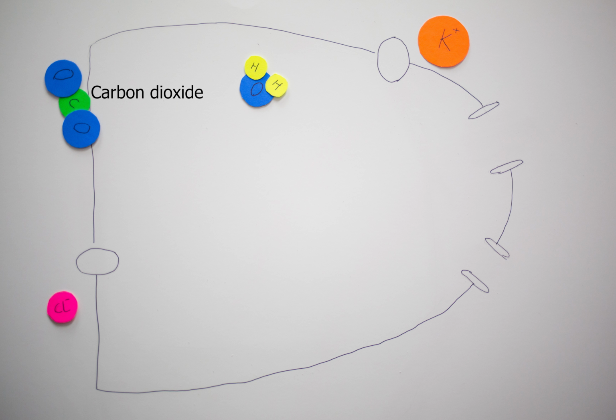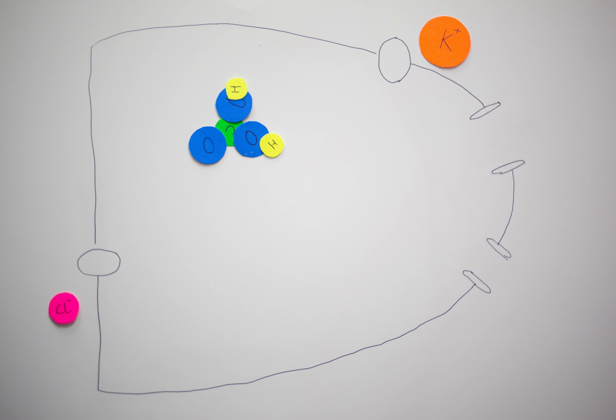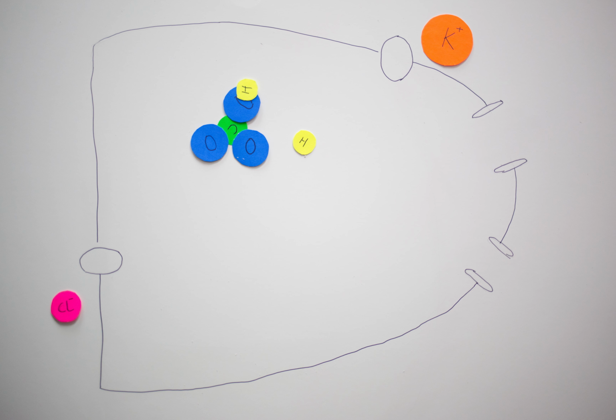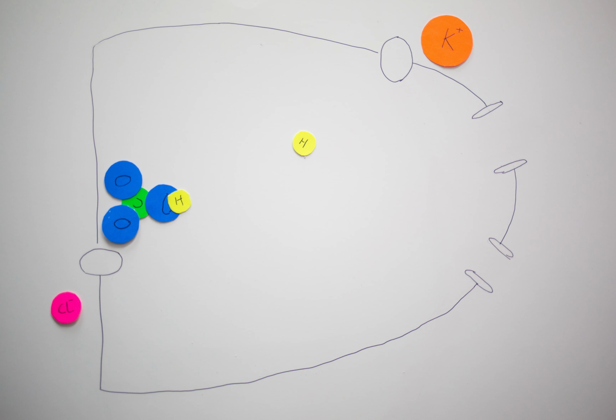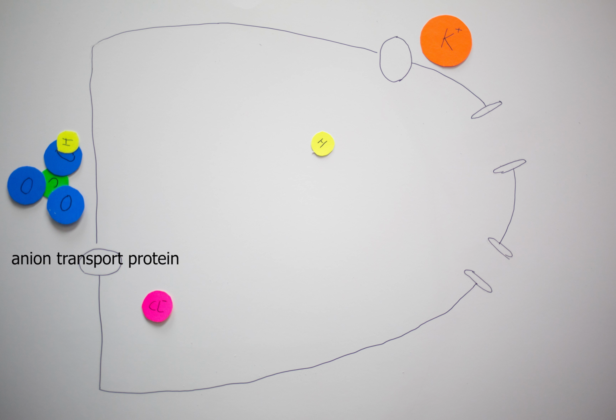First, carbon dioxide, which is produced as a byproduct of normal metabolism, enters into the parietal cell via simple diffusion, and the enzyme carbonic anhydrase catalyzes a reaction between the CO2 molecule and water to form carbonic acid, or H2CO3. The carbonic acid then dissociates, forming a bicarbonate ion and a hydrogen ion. The bicarbonate ion travels to the plasma membrane of the parietal cell, where it is exchanged with a chloride ion through the actions of an anion transport protein on the membrane of the parietal cell.